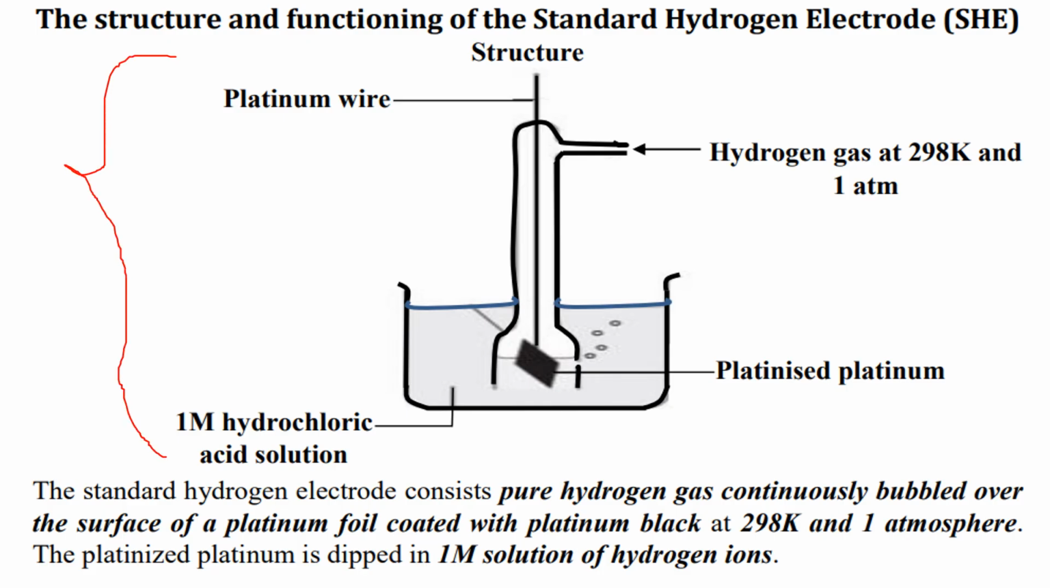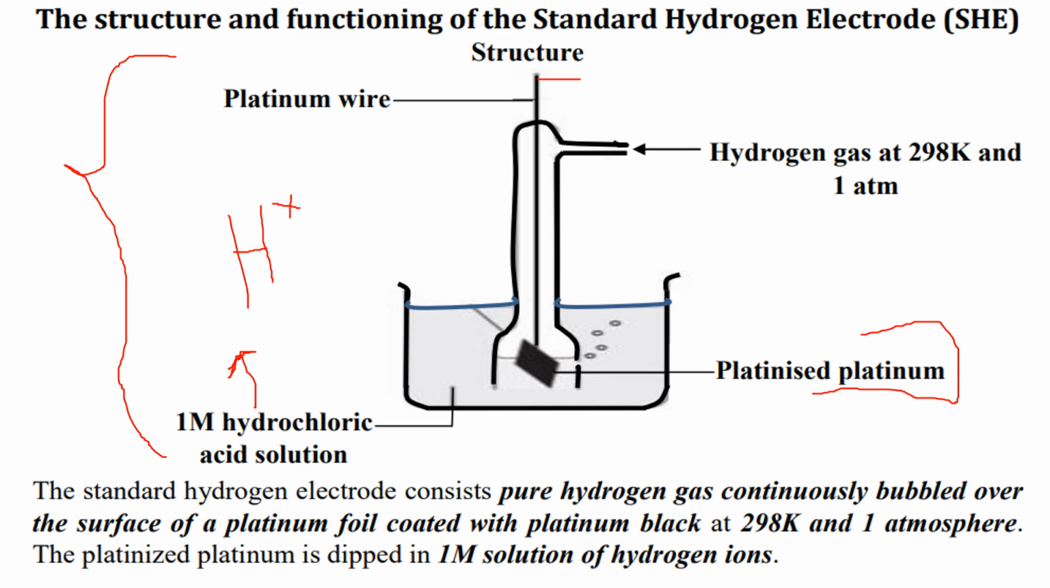So if you look here, we have our setup like this. First we have a platinum wire, but this platinum wire is attached to a platinized platinum plate. So we get a platinum wire which has been attached to a plate of platinized platinum, and then we dip it in a solution of 1 molar hydrochloric acid. Now the reason why we dip it in 1 molar hydrochloric acid is because, as I told you, for us to get an electrode potential, we must have an electrode and we dip it in a solution containing the ions of what we want to measure.